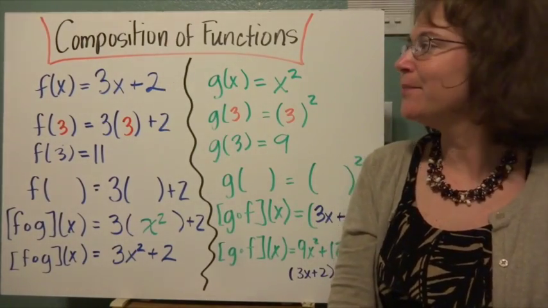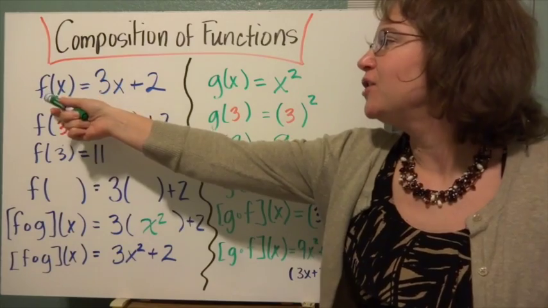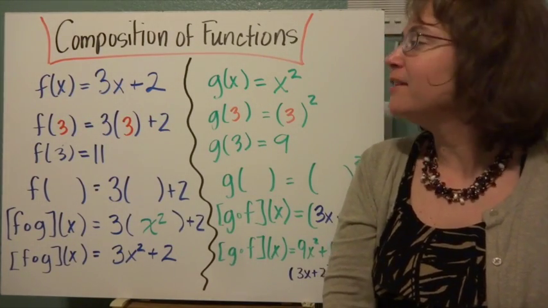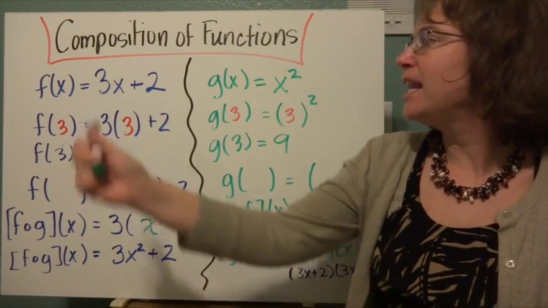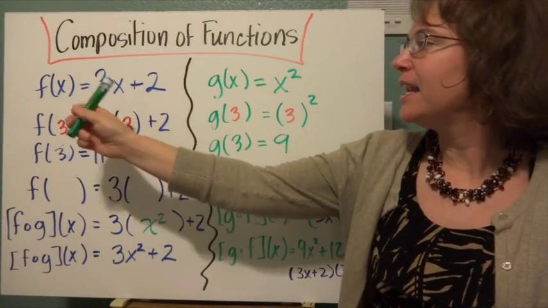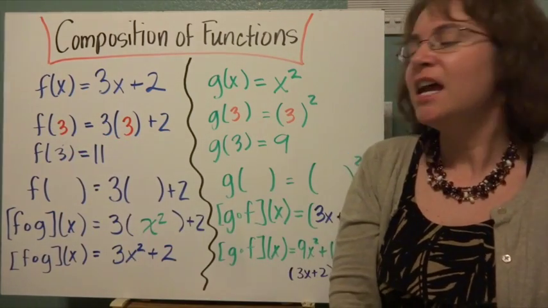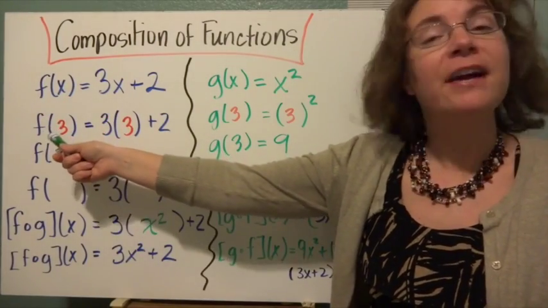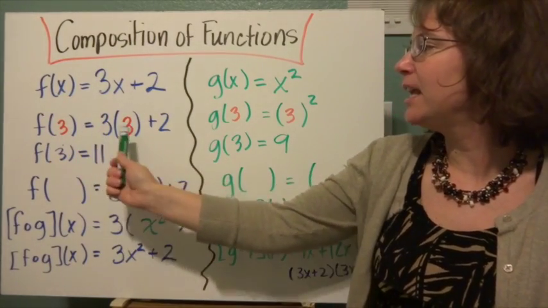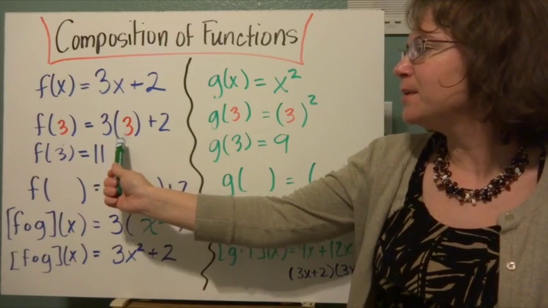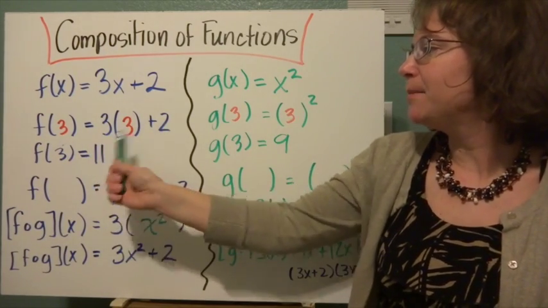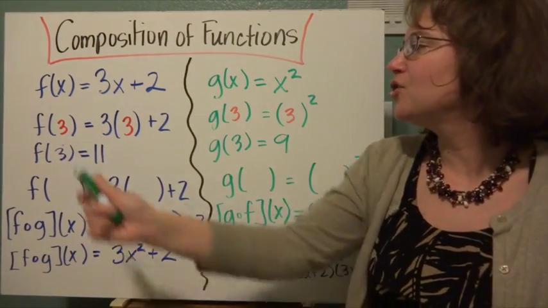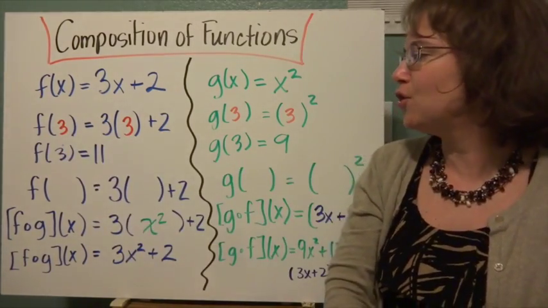Composition of functions. So we've seen this function notation, f of x is equal to 3x plus 2, and we know how to find the value of our function when x is certain values. The way we find that out is we substitute that value in, and we can find our value for our function. For example, if x is equal to 3, we find f of 3, and that's equal to 3 times 3 plus 2, or 9 plus 2, which is 11. Now remember, this doesn't mean f times 3. This is just the way we notate our function notation.